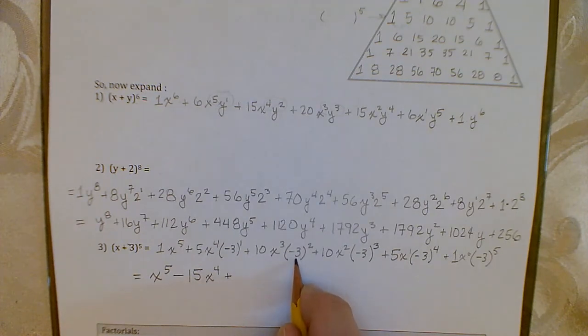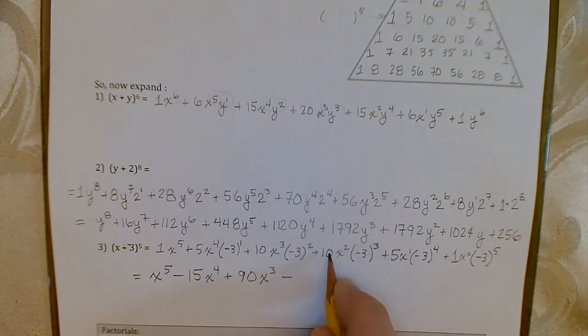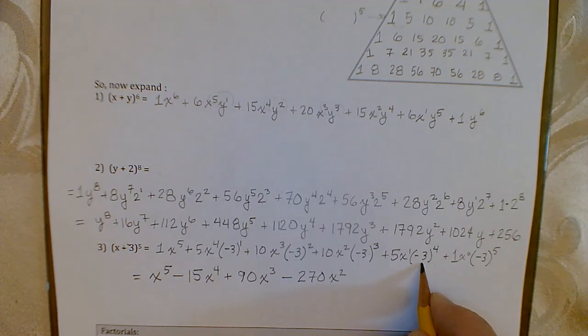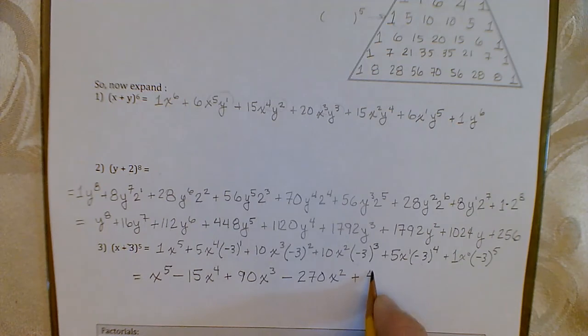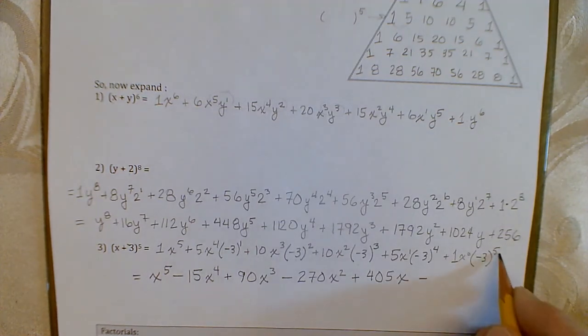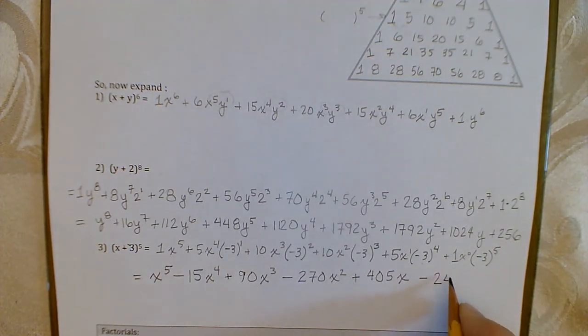All right, in this case, this is a 9 times a 10, so that's 90 x cubed. I know the next one's going to be negative. This is negative 27 times 10, so that's subtracting 270 x squared. All right, and then I've got 81, and it's positive, so it's plus 81 times 5, 405 x to the 1. And then finally, it's going to be negative, and this is just 3 to the 5th, which is 243.